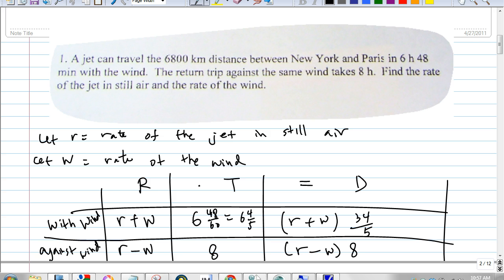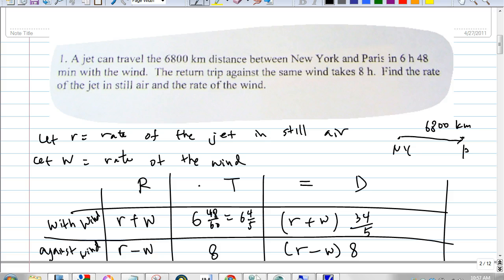So we're doing a round trip, right? So here is New York. Here is Paris. So how far is it from New York to Paris? They say it is? Yeah, so 6,800 kilometers. So who could tell me the equation using that fact?